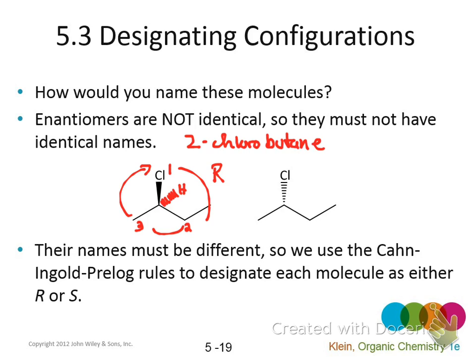Now, the thing that we add, or have added, okay, I'm going to have to use my finger, is the R, and a little hyphen in between. So that's R-2-chlorobutane, and S-2-chlorobutane goes the other way.